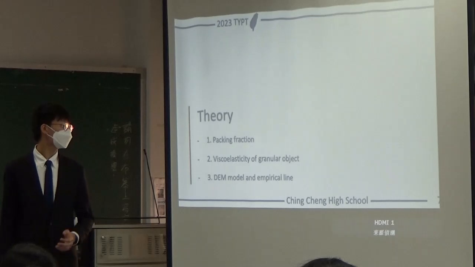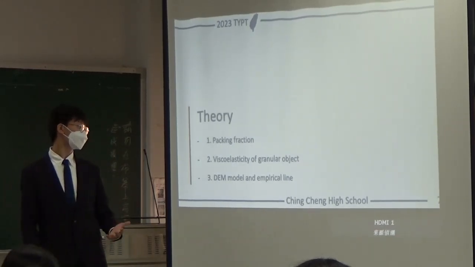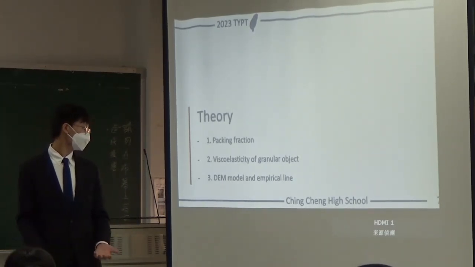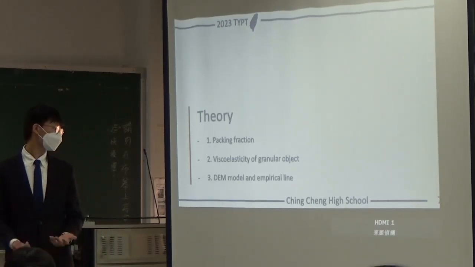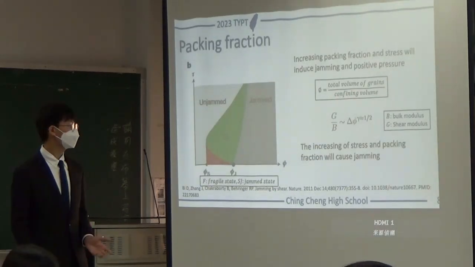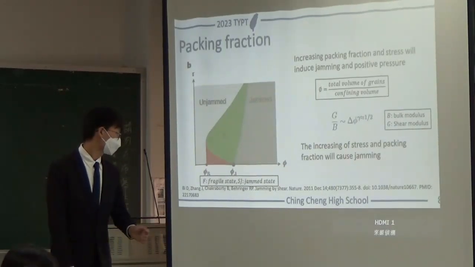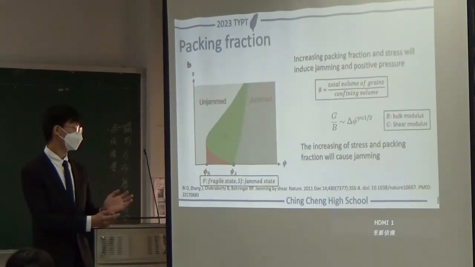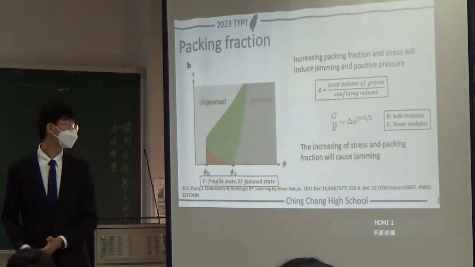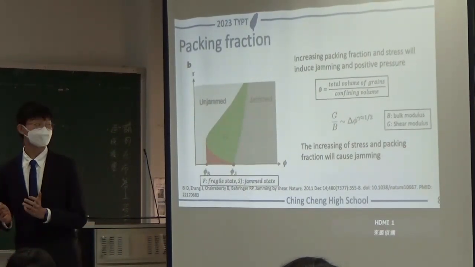And here's about our theory. Our theory first is about the packing fraction, and the second is the viscoelasticity of granular objects. And the third, we establish a DEM model and an empirical line. And here, we can see the diagram of the phase. When the packing fraction V is bigger than Vj, the granular material in the vessel is jammed. So in this condition, you can lift up the vessel with the rod.